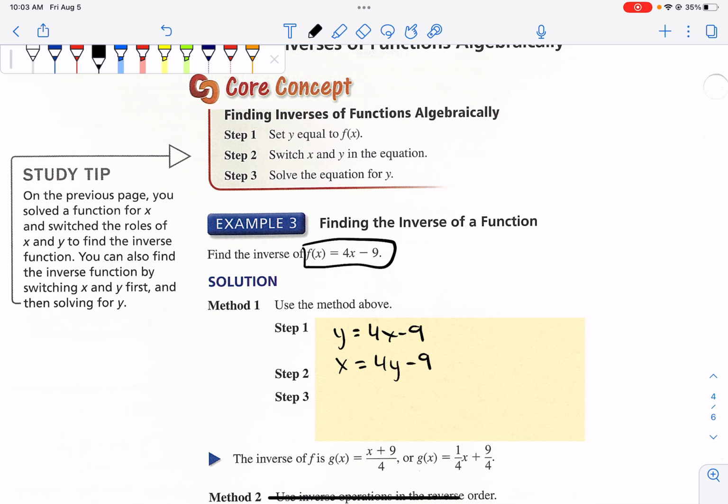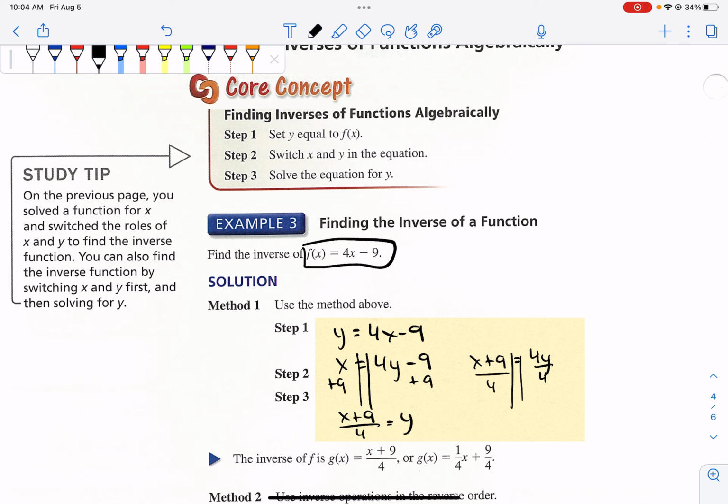So all I'm doing is switching the place of the x and the y because what I'm doing this time is I'm coming up with a new function. Now I want to solve for y. I want to do my railroad tracks, okay? So I'm going to add 9 and I'm going to add 9. So this becomes x plus 9 equals 4y. Now to get rid of that 4, I've got to divide by 4. All right, so what I end up with is this. I end up with x plus 9 all divided by 4 equals y.